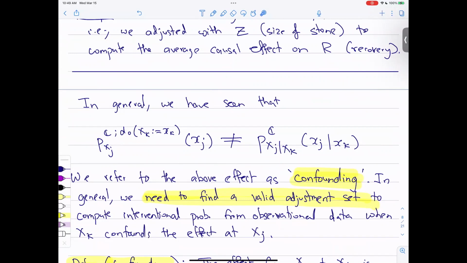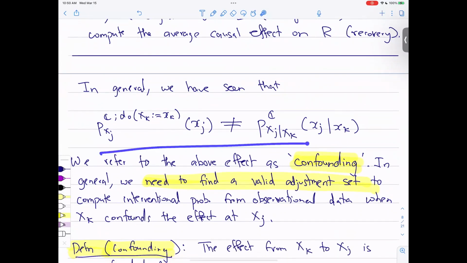Of course, in general, C do is not the same as conditioning. I've said it n times through this discussion. This inequality is what is colloquially called confounding. If the conditioning is not the same as do, then this is confounded. That's what you mean when you say confounding.